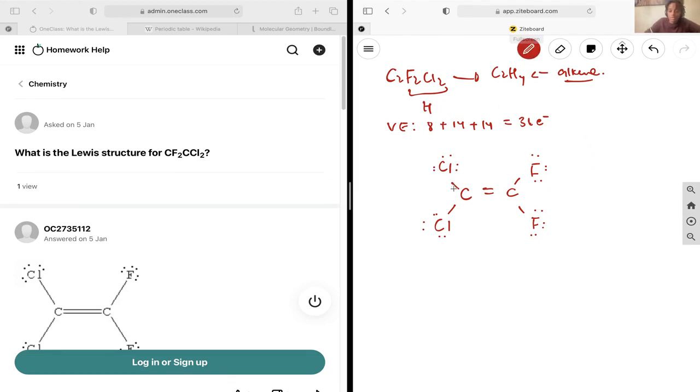2, 4, 6, 8, 10, 12, 14, 16, 18, 20, 22, 24, 26, 28, 30, 32, 34, 36. So our valence electrons are all taken care of.